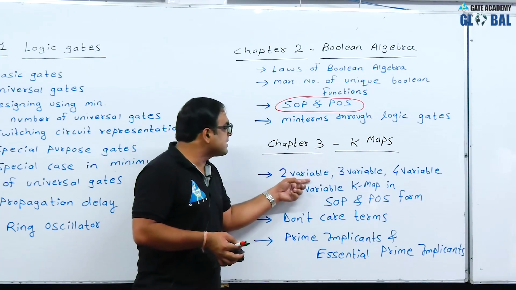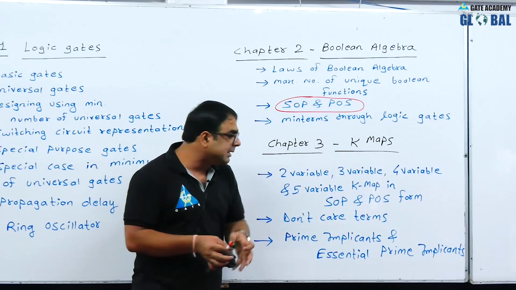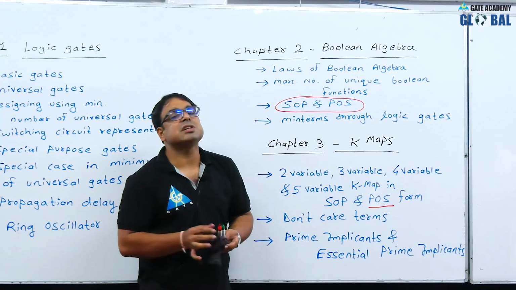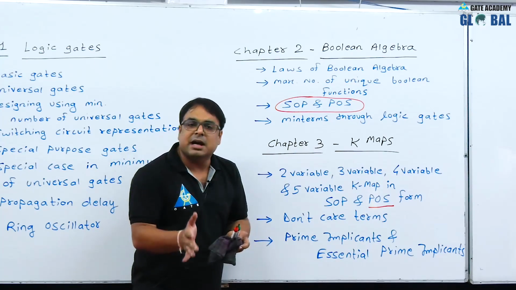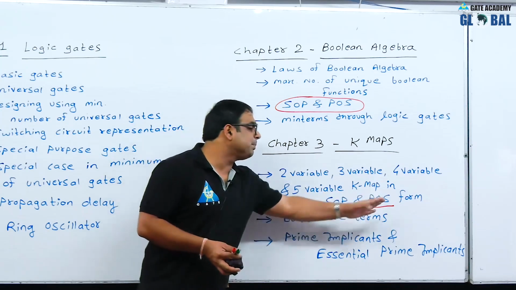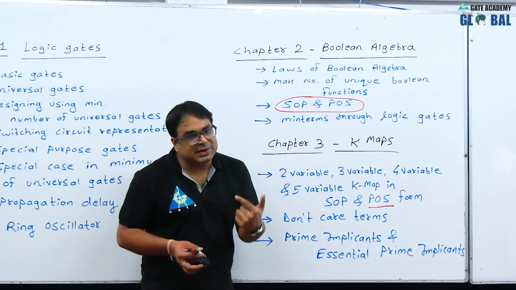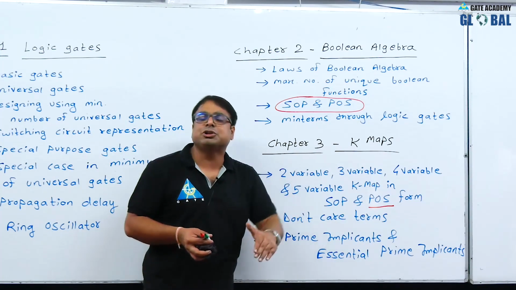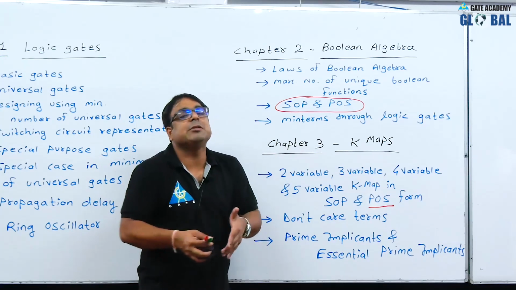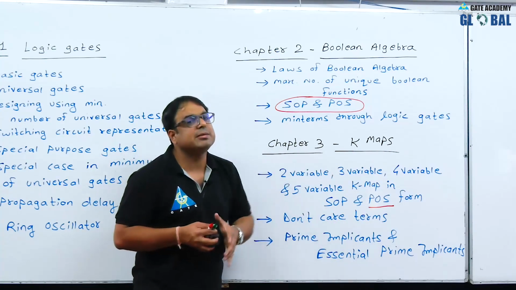In K-maps, we will be discussing 2 variable, 3 variable, 4 variable and 5 variable K-map, and very important, in POS format as well. In university, maybe you must have concentrated on SOP, but for the GATE exam, you need to concentrate on POS as well. So equal importance we will be giving to POS K-maps as well. In don't care terms, it is very simple how you solve the questions of don't care, but I have tried to justify how that minimization happens, or you can say the significance of don't care terms, I have tried to justify in my video course.